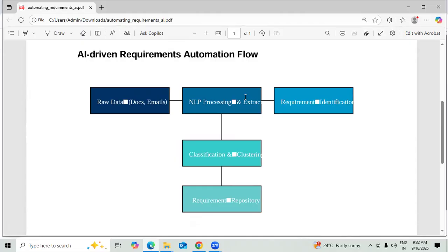So this is how we generally do the requirements automation flow in artificial intelligence, when we want to transform the requirements from different traditional models to the AI-enabled one.